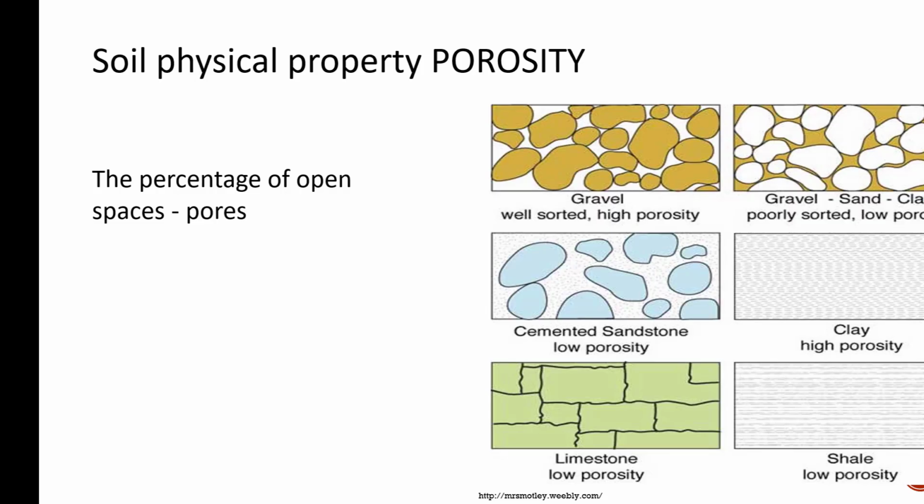Porosity, we'll be talking about in our bulk density lab. This is the percentage of open spaces or pores. And a lot of it has to do with surface area. So even though clay doesn't have very big pores, it's got high porosity because there's so much surface area. And things like gravel, when it's well sorted, can have high porosity, but when gravel, sand, and clay are poorly sorted, it can be low porosity.